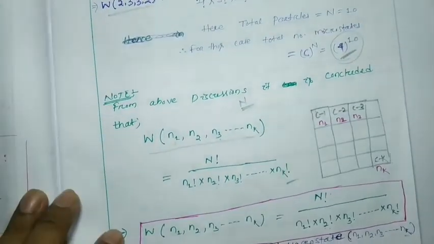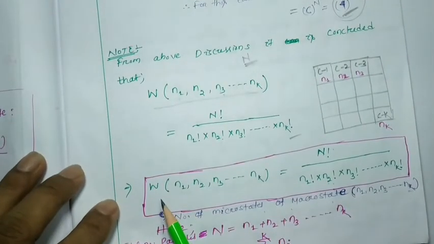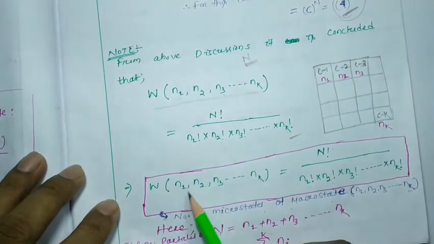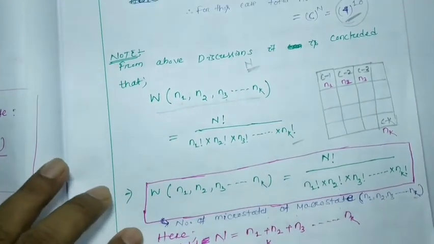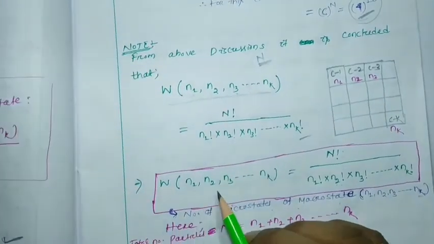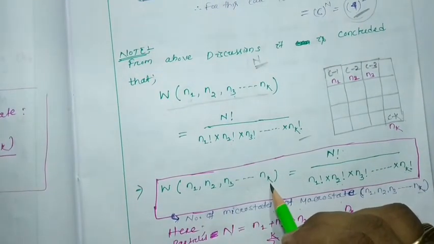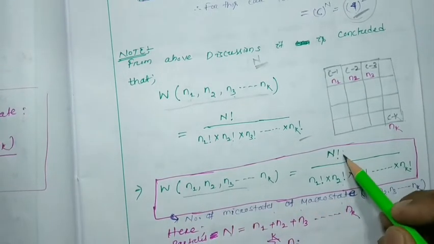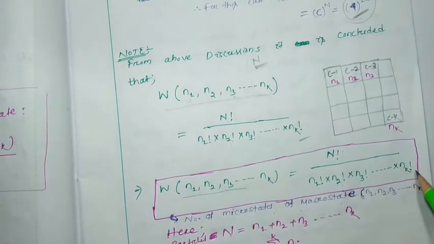This one I'm telling you. W of n1 n2 n3 up to nk, that means the macrostate of n1 n2 n3 up to nk. What is the thermodynamic probability? That means W of n1 n2 n3 up to nk, or we can say the microstates of this macrostate, will be n factorial by n1 factorial into n2 factorial into n3 factorial up to nk factorial.